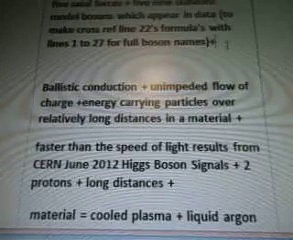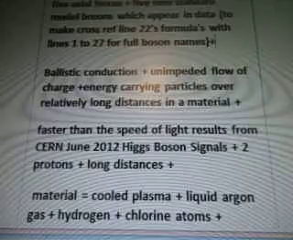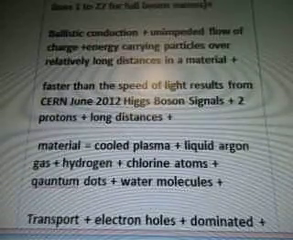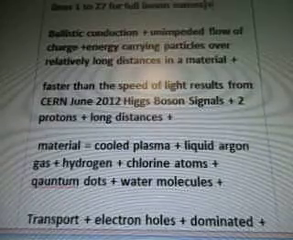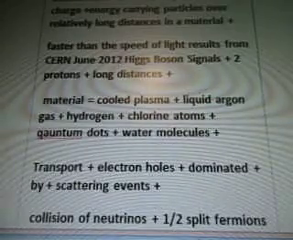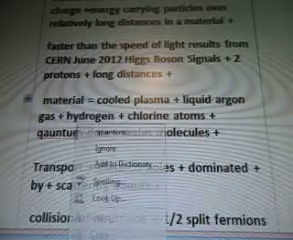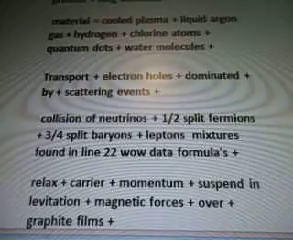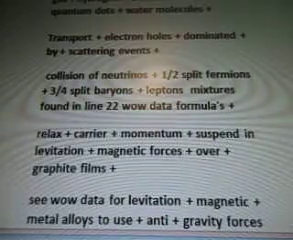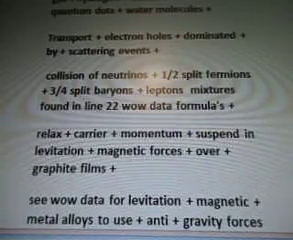Ballistic conduction, unimpeded flow of charge, energy carrying particles over relatively long distances in a material. Faster than the speed of light, results from CERN June 2012 Higgs boson signals, plus 2 protons, plus the long distances, plus the material equals cooled plasma, liquid argon gas, plus hydrogen, plus chlorine atoms, plus quantum dots, plus water molecules. Transferred energy electron holes dominated by scattering events. Collision of neutrinos, plus 1/2 split fermions, plus 3/4 split baryons. Leptons mixtures found in line 22 WOW data formulas.